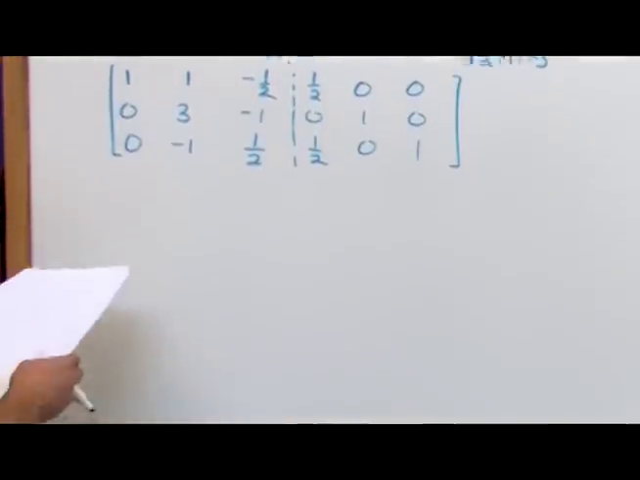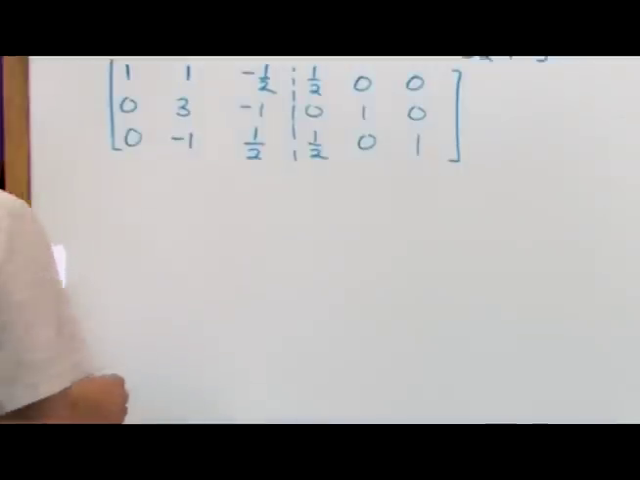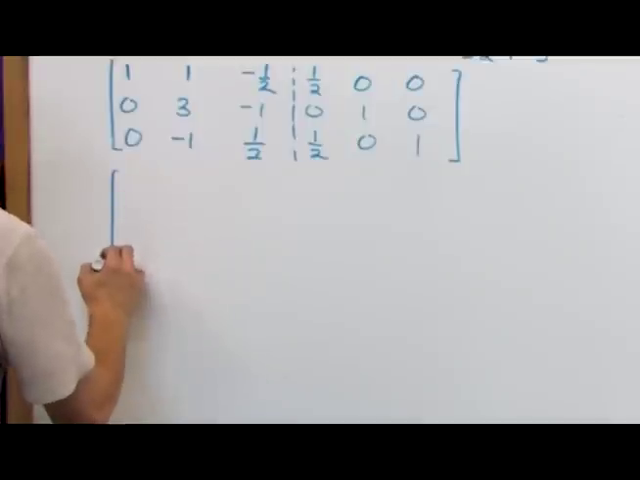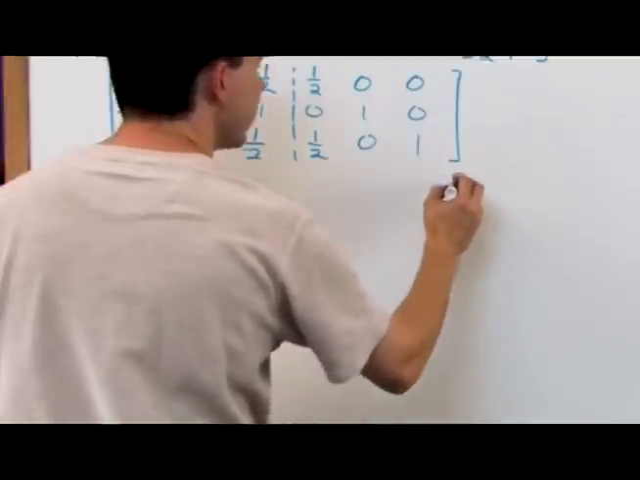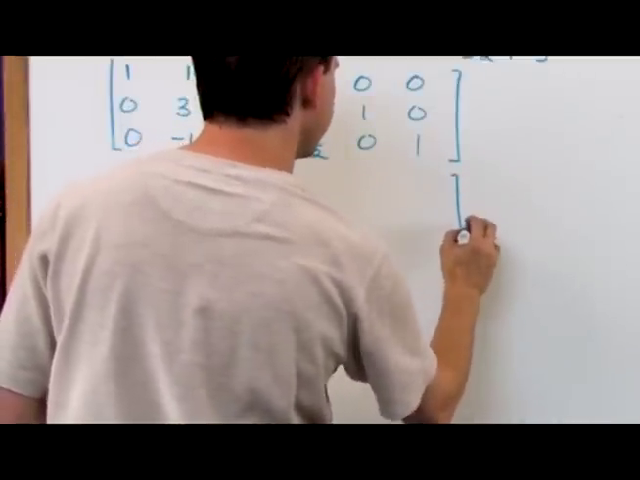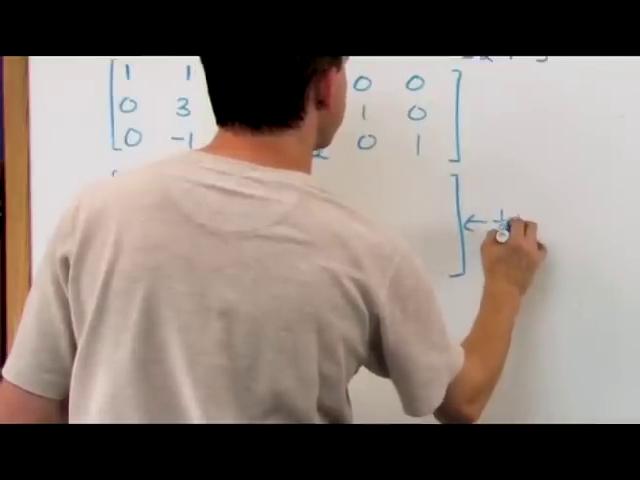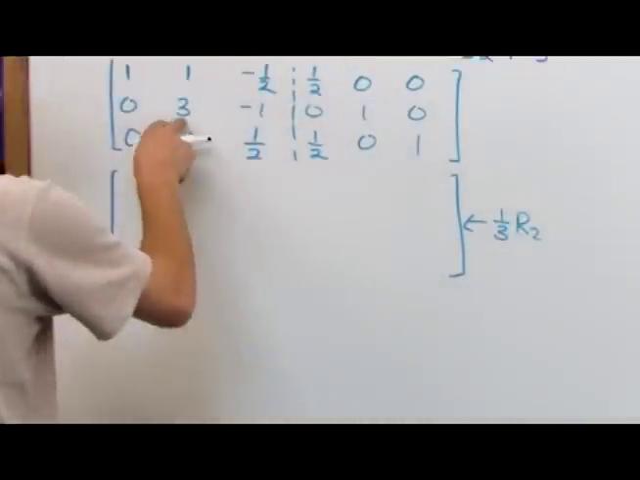So the very next thing that I think I want to do is go ahead and put a 1 here, so I'm going to divide this guy by 1/3. That's going to put a 1 here. So let me go ahead and write down that's what we're doing. So here, we're going to say 1/3 times row 2. That's going to give me a 1 here.